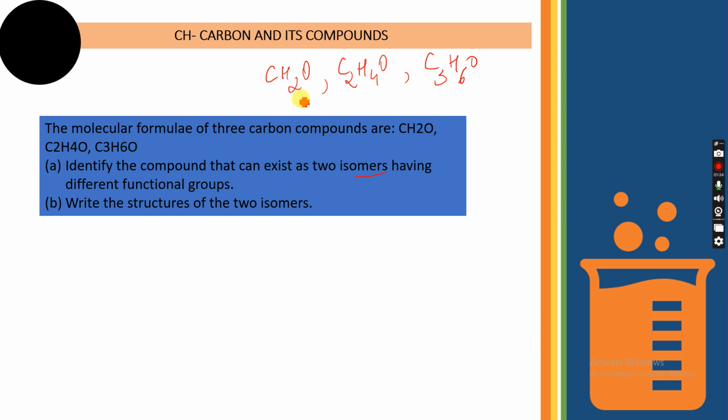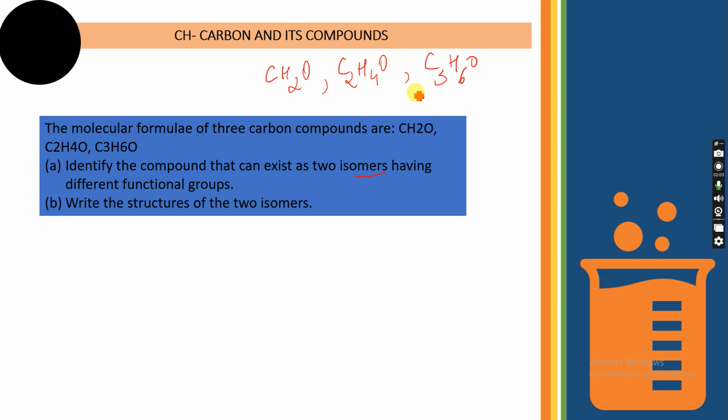There I have included one question regarding this. It can be a ketone; isomers are possible for an aldehyde or a ketone, right? So this is another type of question here. Three compounds are given with their molecular formulas, and you have to predict which compound can exist as two isomers having different functional groups. Out of these three, which one will have two isomers of that formula?